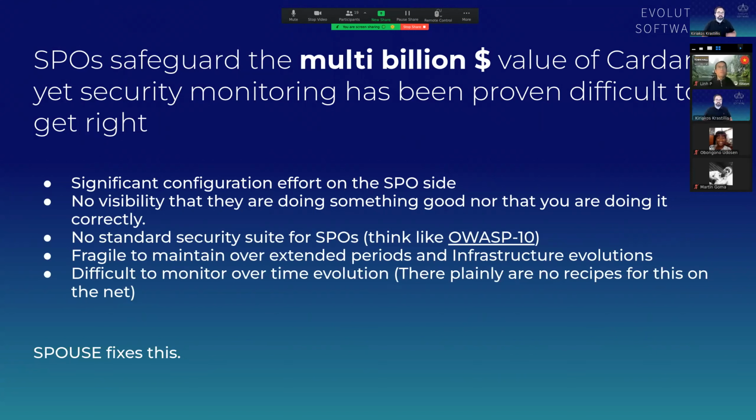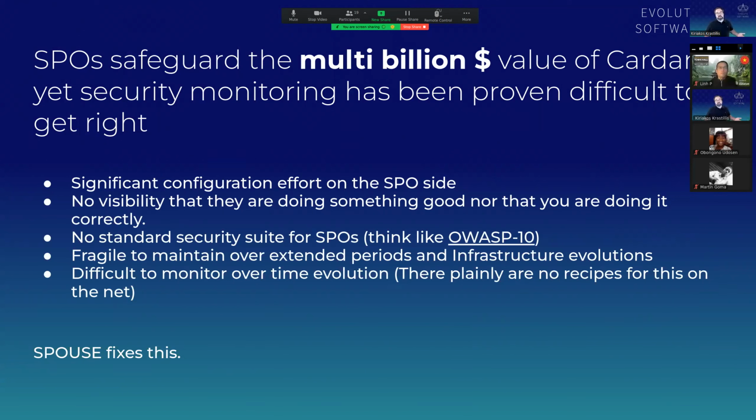This data has shown us that it is difficult to configure a security monitoring system for a lot of SPOs, because it's a lot of effort, right? You need to do a lot of configuration. You need to know what you want to monitor, and if you aren't a security professional, that's problematic. And even if you go that extra mile, there's no visibility for your ADA holders that this is happening and happening correctly.